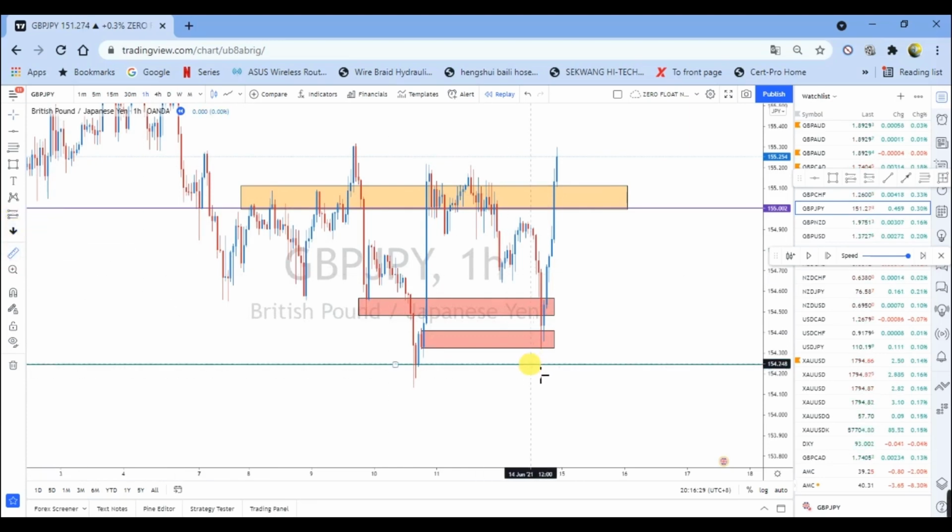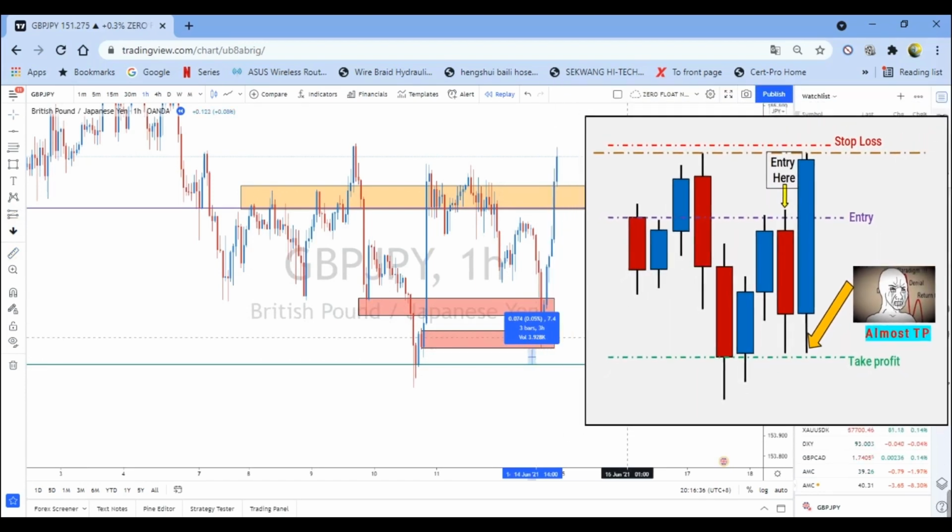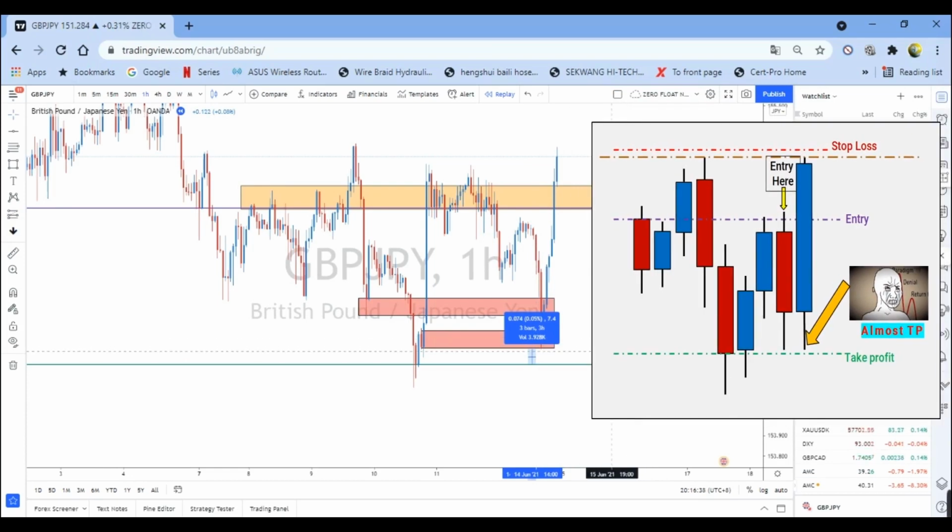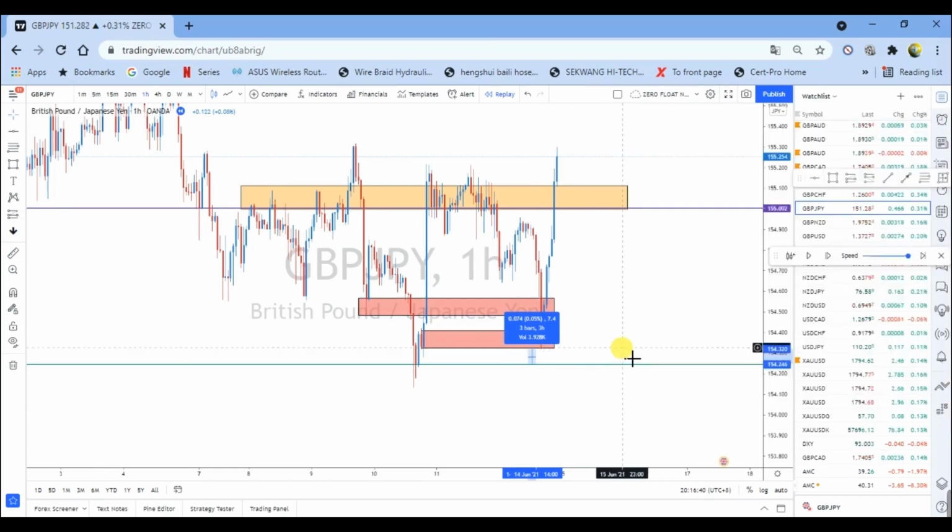Let me measure here. There we go. It's only 7.4 pips left to our take profit, yet price doesn't respect our take profit and continues up and hits SL. If you guys didn't set the break even in this area, then it will be a high risk.